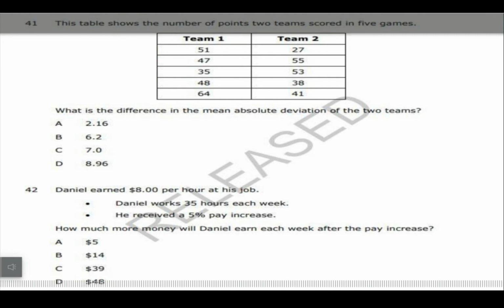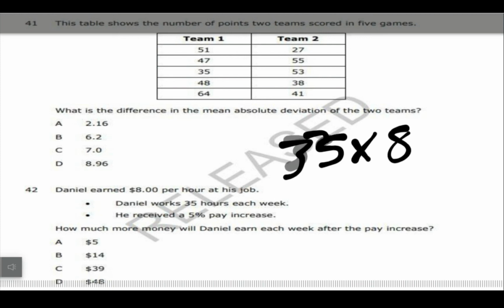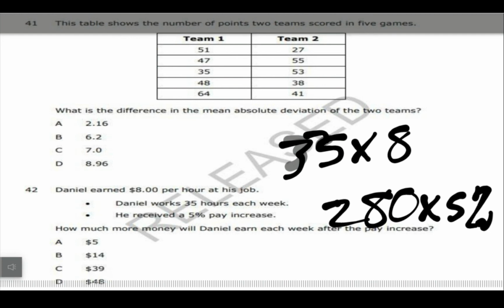All right, so what I can do is I can do $8 an hour times 35. So if I do 35 times 8, okay, that gives me how much you made for the week. So we made $280 for the week. All right, now if that's increased by 5%, we want to take $280 and times it by 5%, and that will give me how much more money he made, and that's $14. So that would be B.